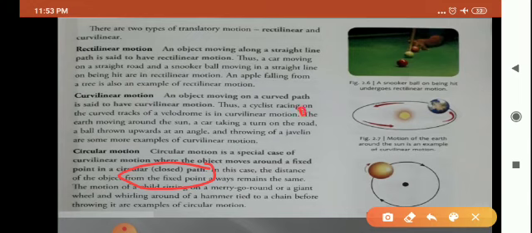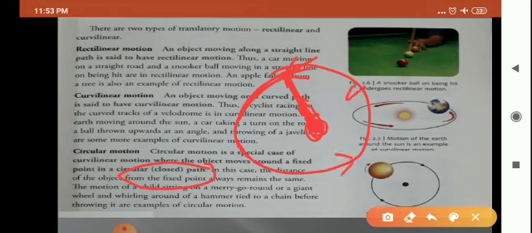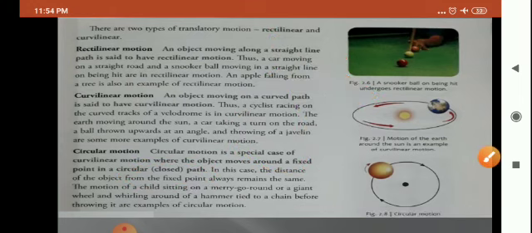Suppose, children, here is a fixed point, and you connected a rod like this from this fixed point, and now you are applying force here and moving this rod around the fixed point. So what is happening here? The end of the rod, which is A, will remain at the same distance from the fixed point. Yes or no? Yes. Like here, see, circular motion.